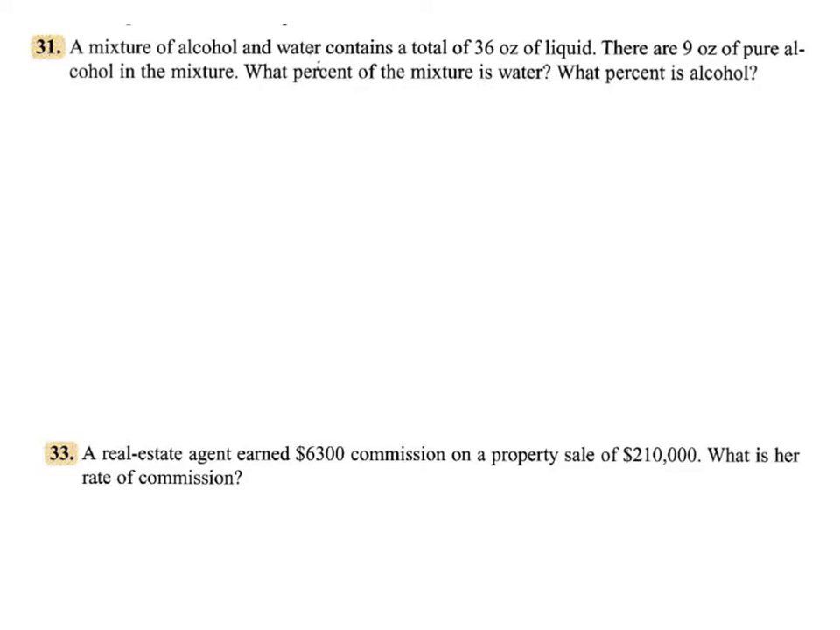So looking at number 31, it's a total of 36 ounces of liquid. There's 9 ounces of pure alcohol in the mixture. What percent of the mixture is water and what percent is alcohol? So a little twist there, asking for both pieces. But we can put the part 9 over the whole 36.